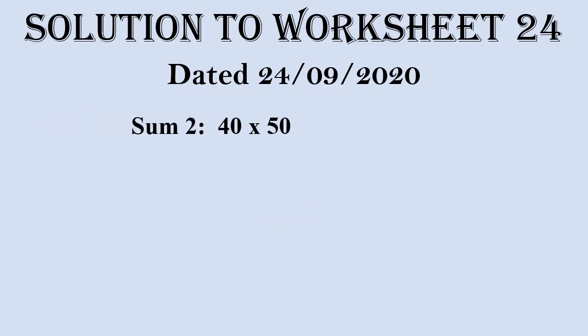The next sum, 40 into 50. Once again, let's count the number of zeros. There is 1 and 2 zeros. So let's write the 2 zeros. Now we are left with 4 multiplied by 5. 4 5s are 20. So 40 into 50 is 2000. Let's move on to the next sum.